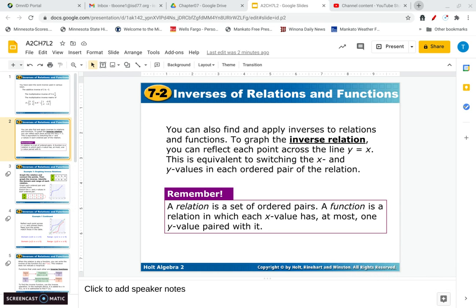Okay, so again, we're going to be looking at reflecting. That's kind of what it does, it reflects across the y equals x line. That's that diagonal line that goes through the xy axis. And it's really the same thing as just switching the x's and the y's. That's what it does, really.